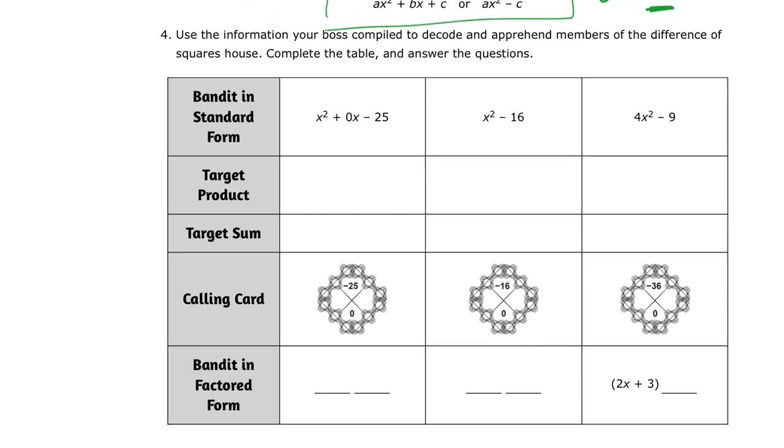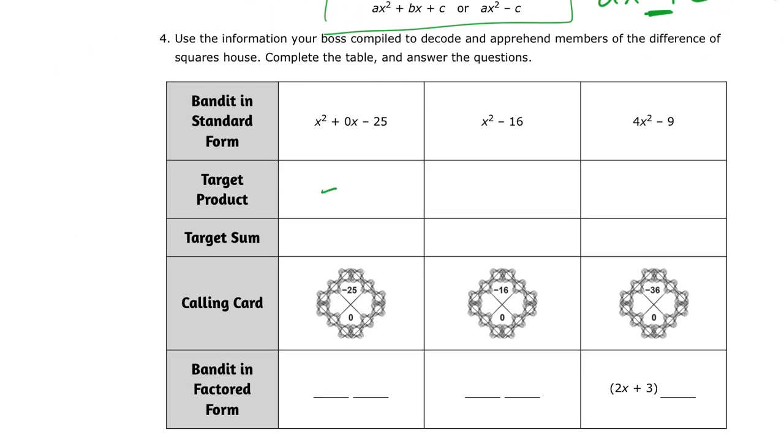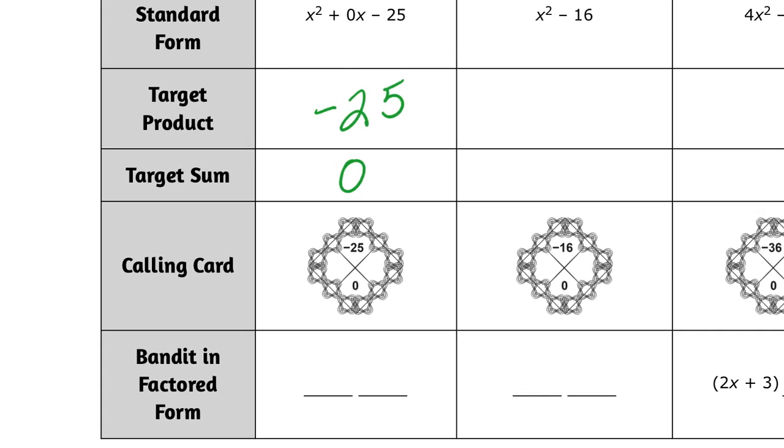So our target product is always going to be that same c value, which in this case is negative 25, but our sum is 0. So knowing that I have a negative product, that means I have to have one of each sign, and they end up having to be the same value because we need it to cancel out to get 0. So it would have to be 5 and 5. So we would have x plus 5 times x minus 5.